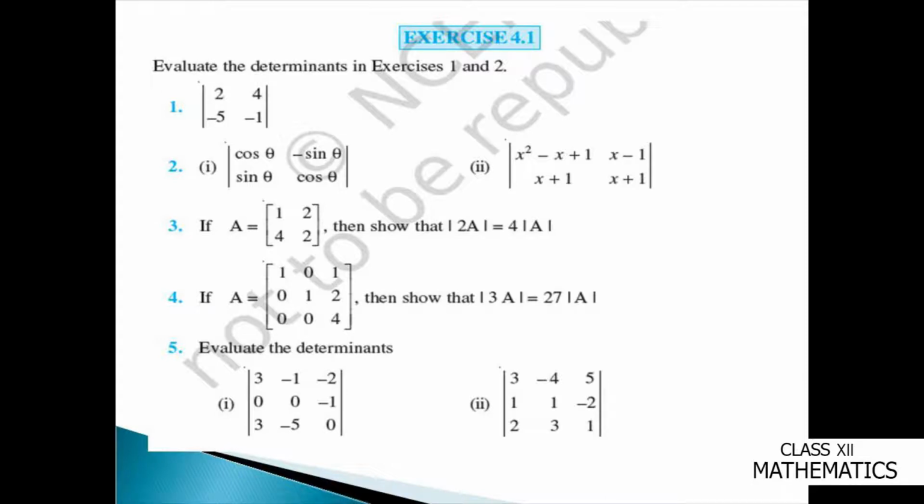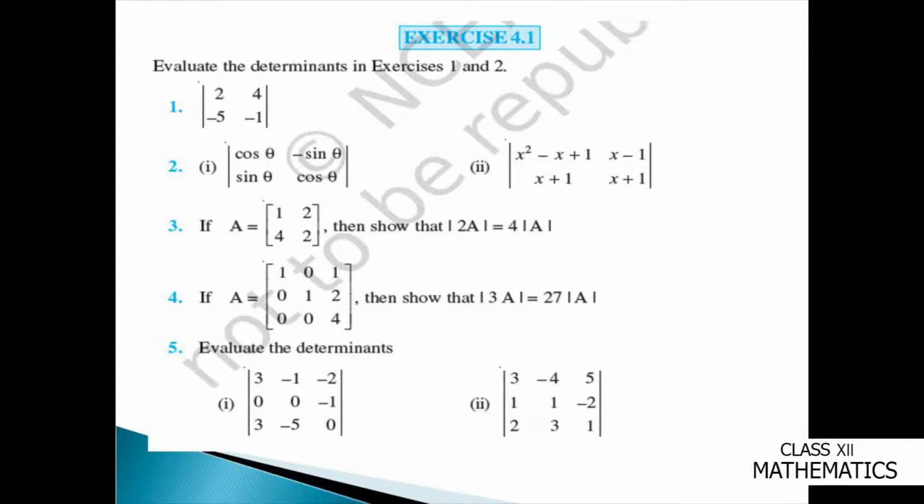The third question is, if A is a square matrix given to you, then show that determinant of 2A is equal to 4 into determinant A. This is again the same result that I just proved, that result is the same. Okay, still, I will show you the fourth question. We will do the fourth, and the third you can do at home.